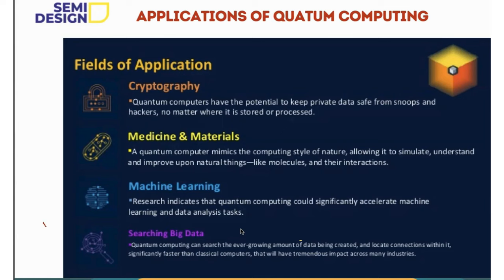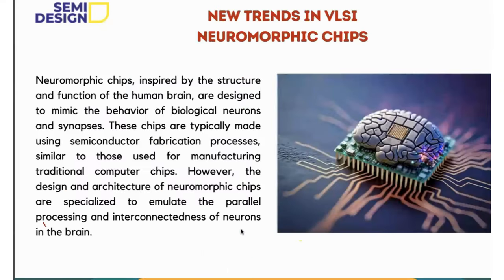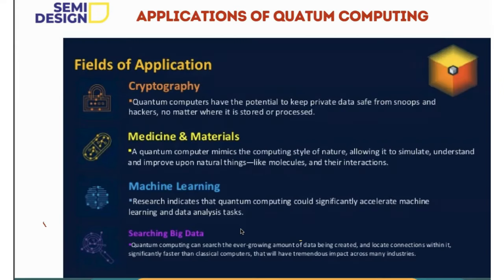Okay, so these are the applications of quantum computing, but the only limitation is temperature. That is the only limitation, and it is very hard to store the data at the atomic level. I will show you how the quantum computer looks, how the data is stored in the atom, and how we will predict the electron. These things I will show you in a video.